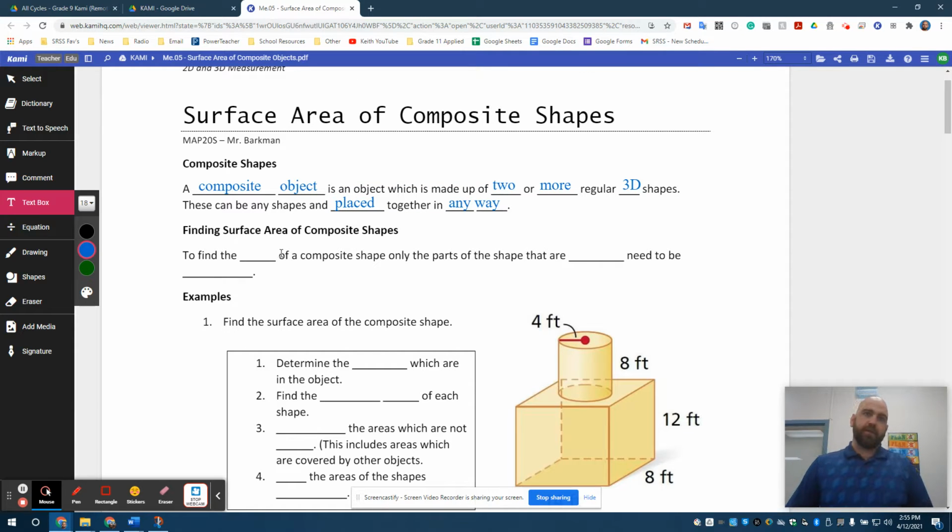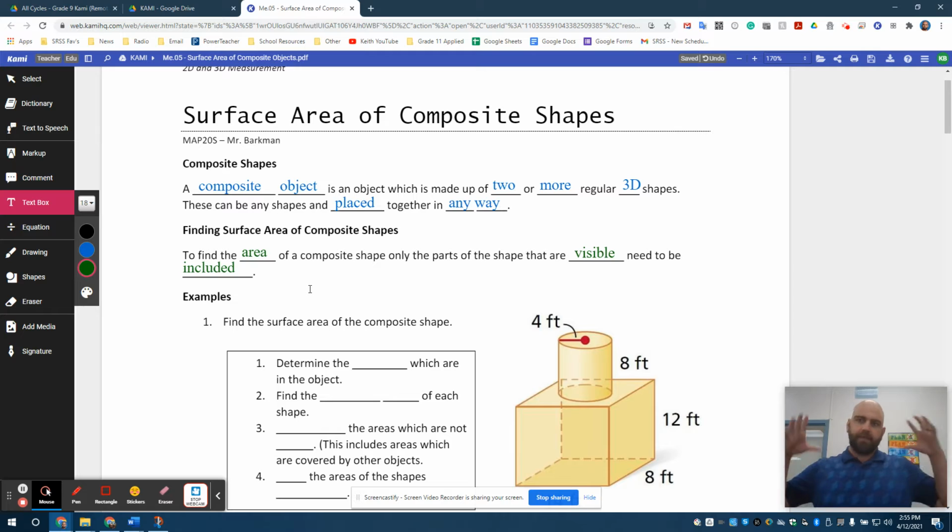To find the surface area of a composite shape, we need to find the area of any composite object. Only the parts of the object that are visible need to be included. I'm going to say this a little bit tongue-in-cheek. It means that if you can hold the object in your hand, what could you all see? If you could flip it around and manipulate it in any way, what could all be seen?